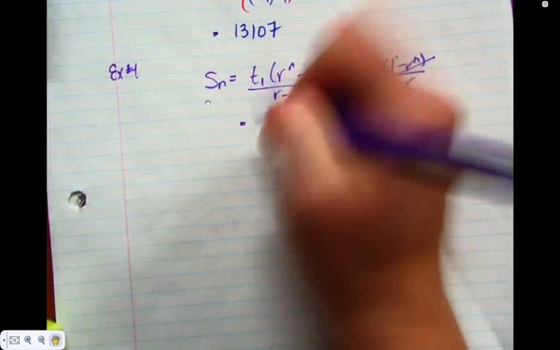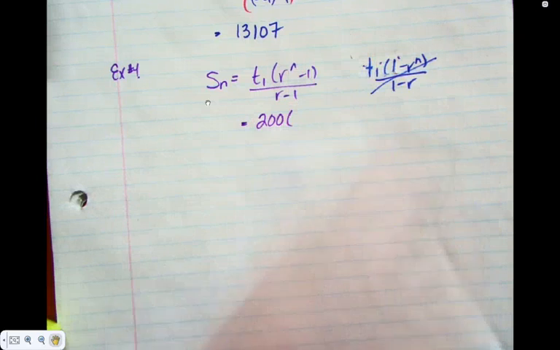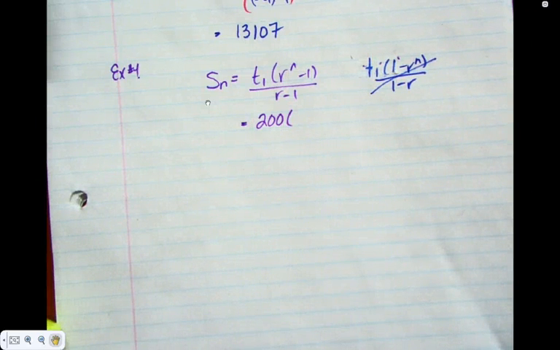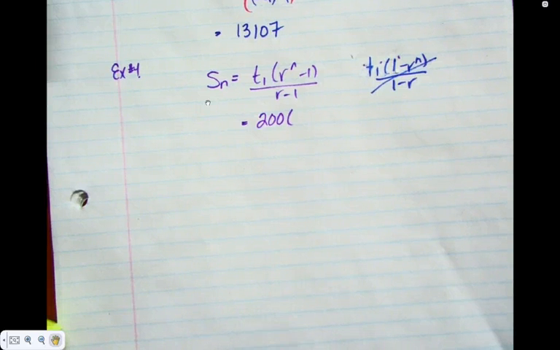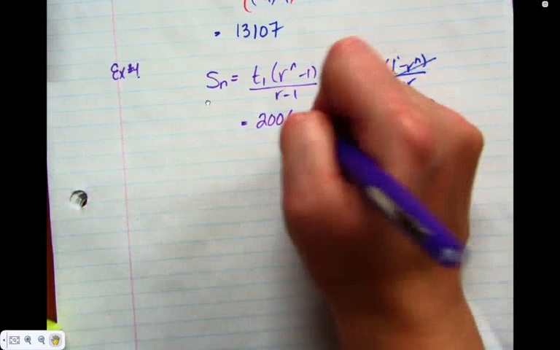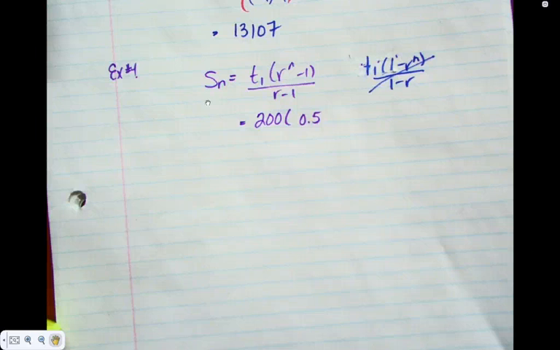Okay, do we have T1? What is it? Do we have R? A half. What number is a half? Yeah, so if you want to use the decimal, you can use the decimal. If you want to use the fraction, you can use the fraction. I'm thinking you probably want the decimal. What is N?